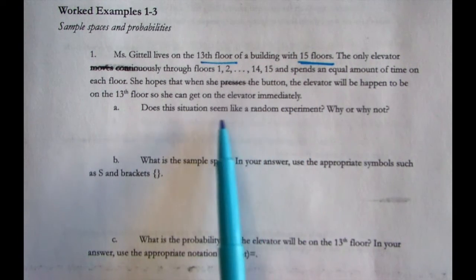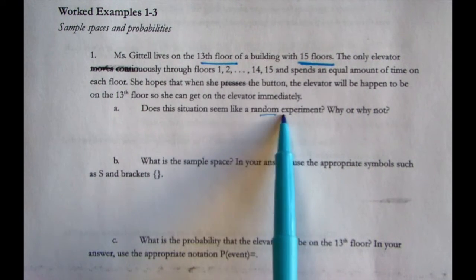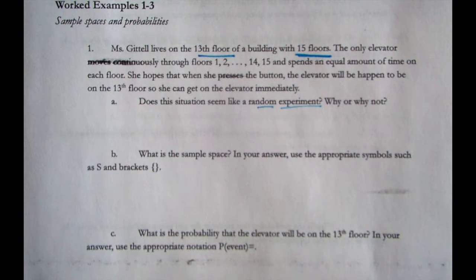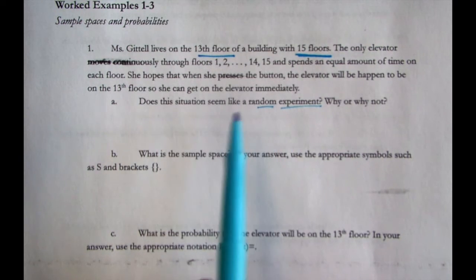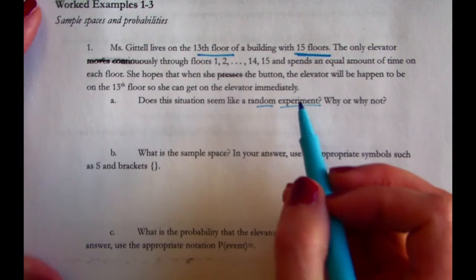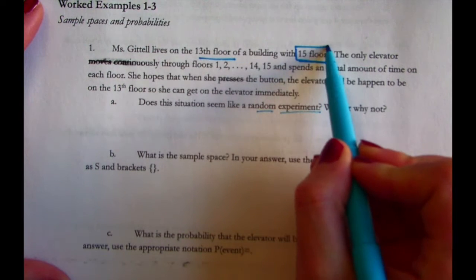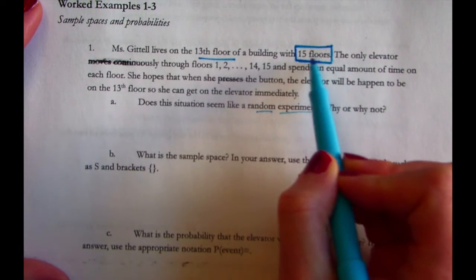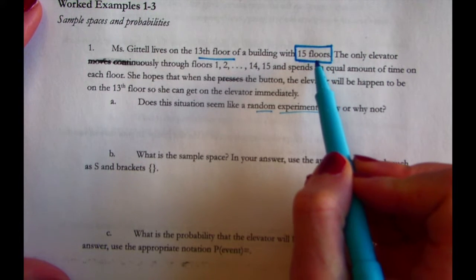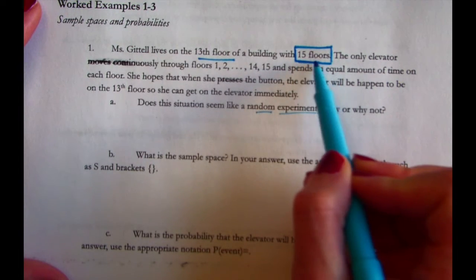Does this situation seem like a random experiment? Why or why not? So for this, I'd want to go back to my definition of random experiment, which is that we do not know the outcome of the experiment, but we do know the set of all possible outcomes. So is that true for this situation? I don't know what the outcome is going to be. When I press the button, I'm not sure what floor the elevator will be on. But I do know the set of all possible outcomes, meaning the elevator has to be on one of these 15 floors. There's no way that it could be on any floor other than these 15 floors.